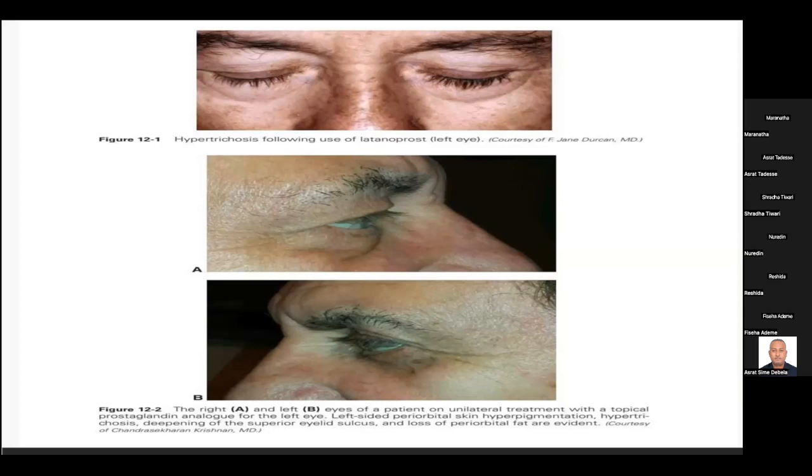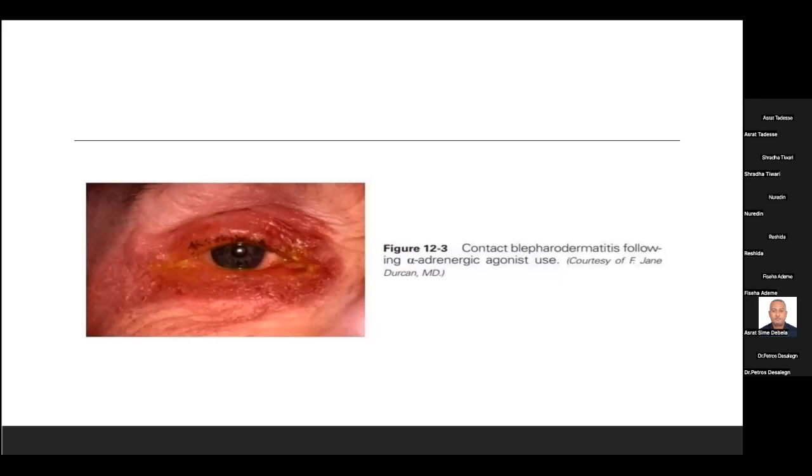and we can see hypertrichosis and deepening of the superior eyelid sulcus. This is because there is loss of periorbital fat. So these are a few complications that can happen with anti-glaucoma drugs. And also in this picture we can see contact blepharodermatitis. There are many other side effects, and it depends on which drug gives side effects to which patients. There can be simple side effects like punctate epithelial keratitis, to dermatitis, to deepening of the sulcus.